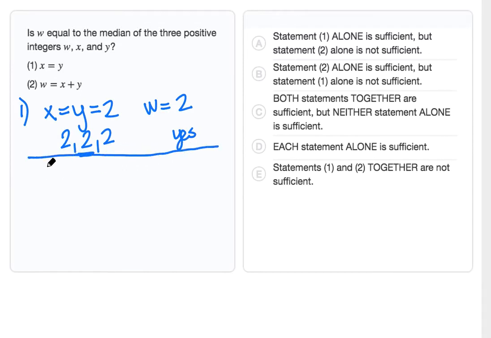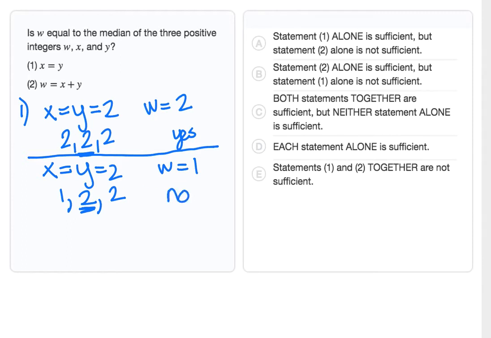Now let's look at another test case. What if x equals y equals 2, but this time w equals 1? Now our list will look like 1, 2, 2. The median is still 2, but that's not equal to w because w is 1. So the answer here is going to be a no.